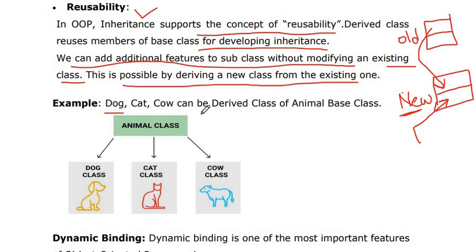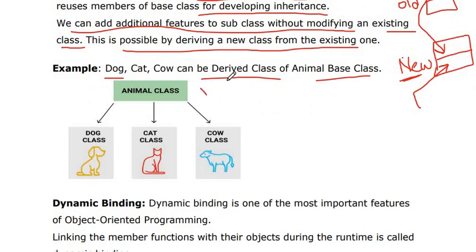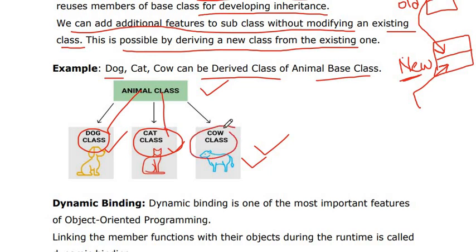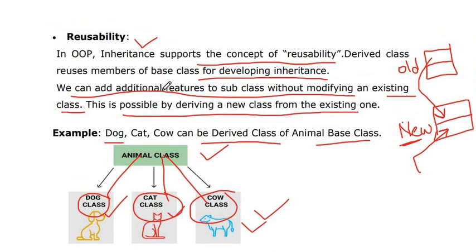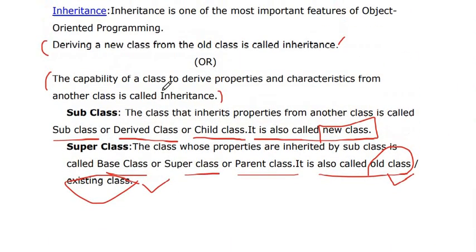Now let us see an example. Dog, cat, cow can be derived classes of animal base class. In this example, animal is a base class, or old class. Now here we have three derived classes. They are dog class, cat class, and cow class. Means dog class reuses the properties of the animal class. Cat class also reuses the properties of the animal class, and cow also reuses properties of animal class. This is the example of the inheritance.